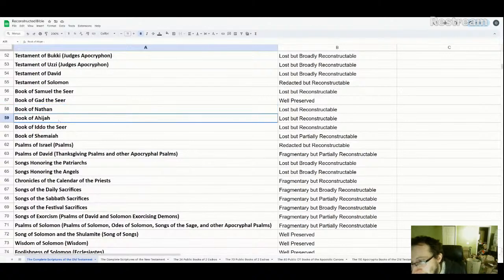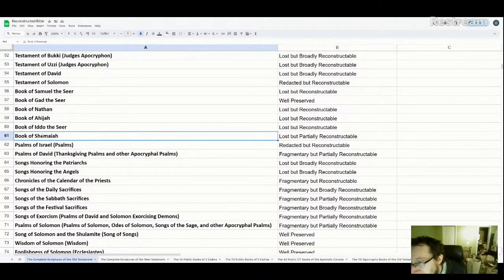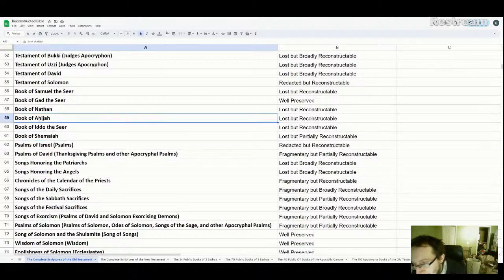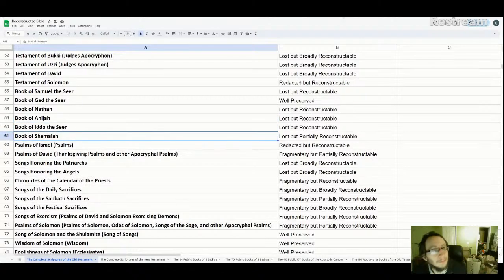So let me see. I think, these other books we mentioned, Ahijah, Iddo, Shemaiah, the best way that we can reconstruct those is to use the books that we have, Kings and Chronicles, and use those as a starting point to fill in the stories of those. And Lives of the Prophets also gives small information about Ahijah and I think Shemaiah as well. Let me just review it again.